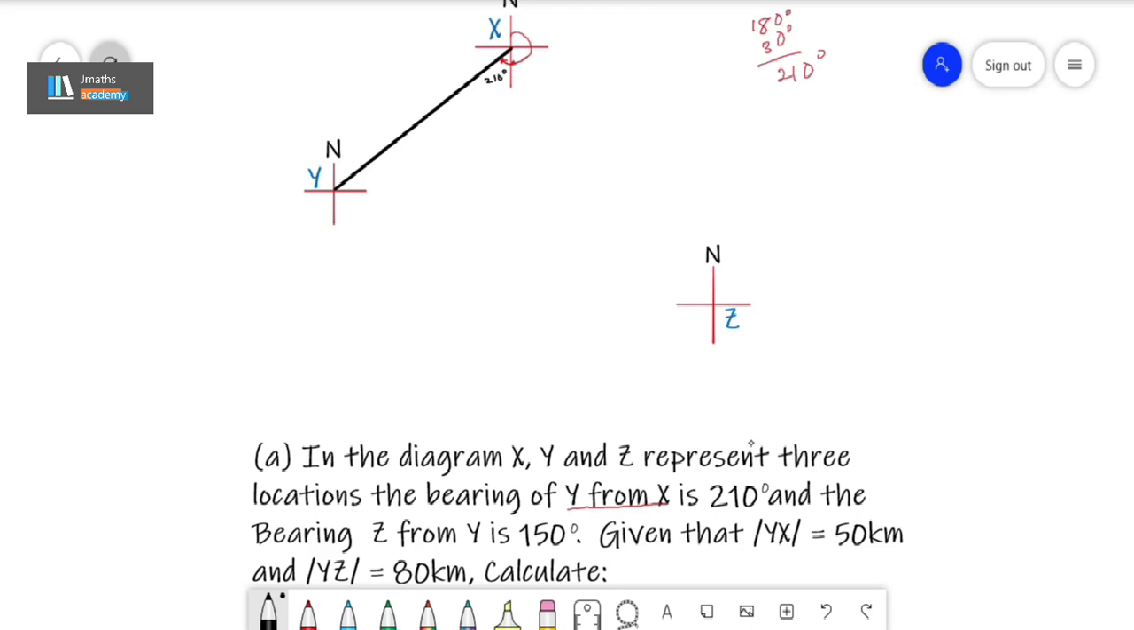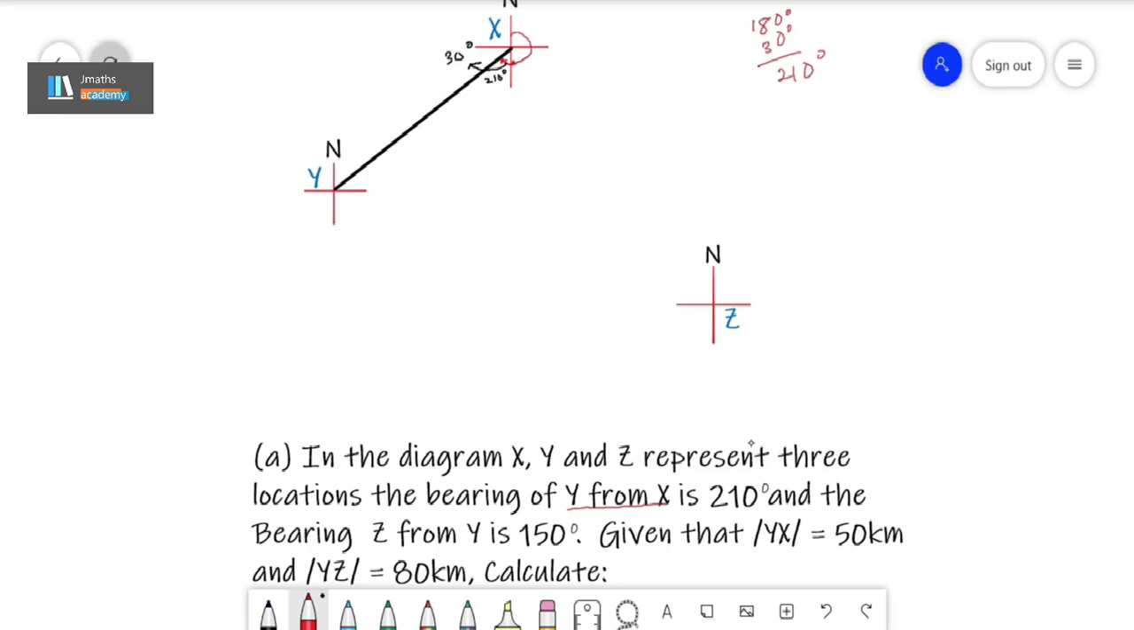Now let's find out the bearing of Z from Y, which is 150 degrees. And we also know that this angle is equal to 30 degrees. It implies that this angle is also 30 degrees because they are alternating angles. So we have to find the bearing of Z from Y given as 150 degrees.